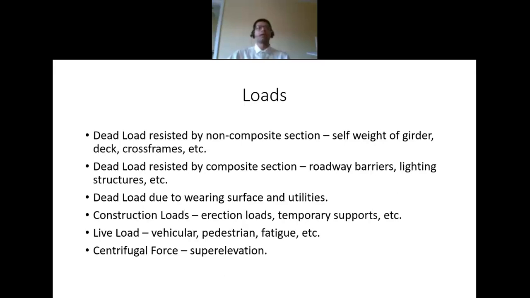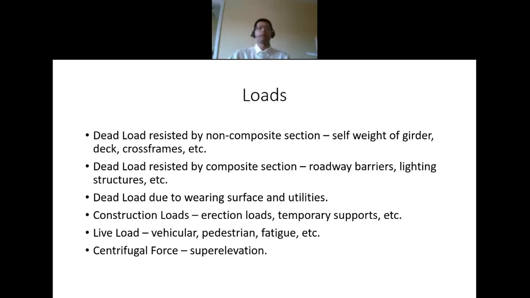Okay, now let's look at the loads that need to be considered while designing a bridge. We have dead loads resisted by non-composite sections, such as self weight of the girder, self weight of the deck, self weight of the cross frames.